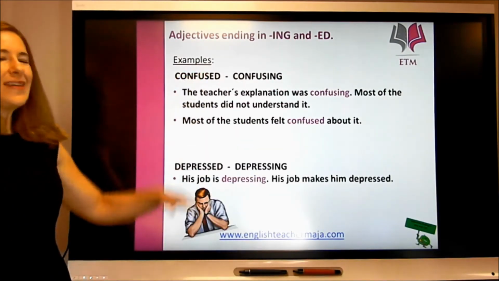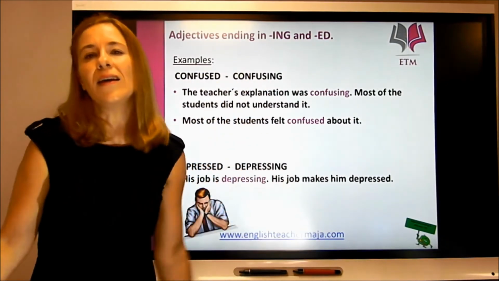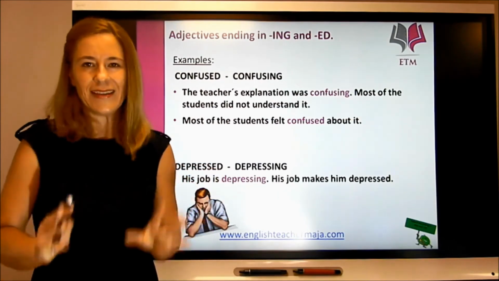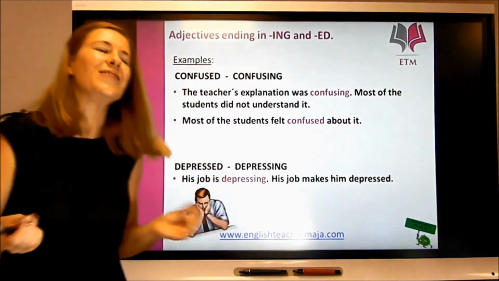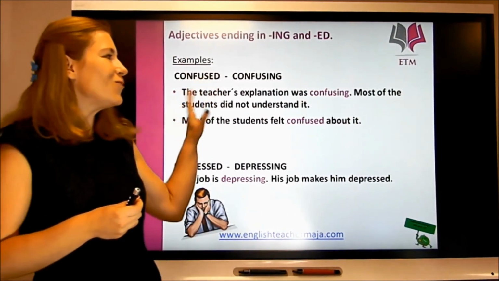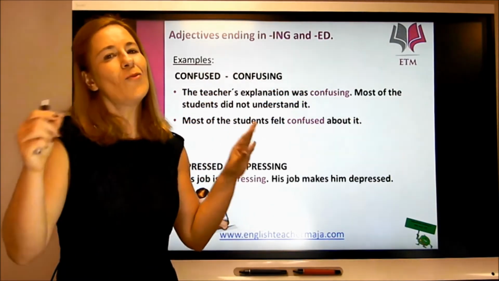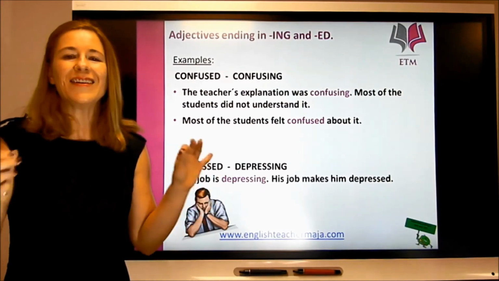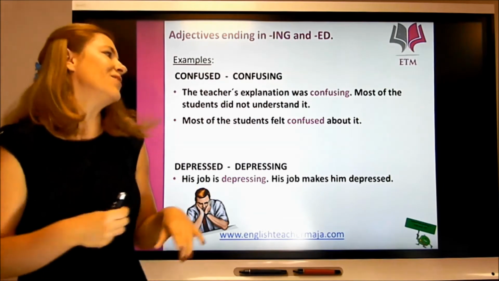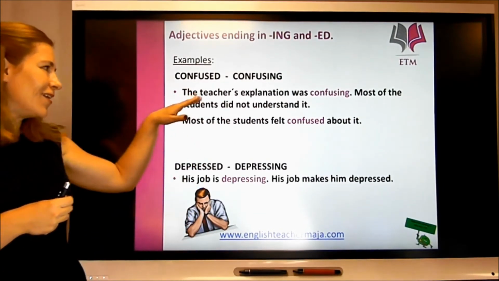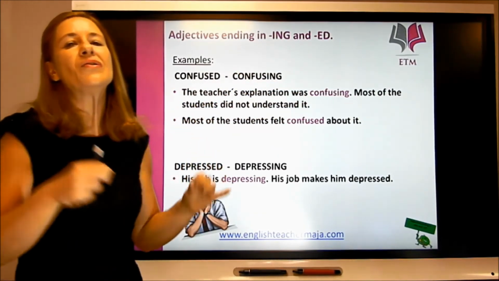Okay, confused and confusing. So these adjectives are confusing. So students get confused easily because they are so confusing. Okay, the adjectives are so confusing. Okay, so the teacher's explanation was confusing. Most of the students did not understand it. I hope that my explanation is clear, that it's not confusing and that you understand it and that you don't feel confused at the moment. But here, the teacher's explanation was confusing. That's why most of the students felt confused about it.